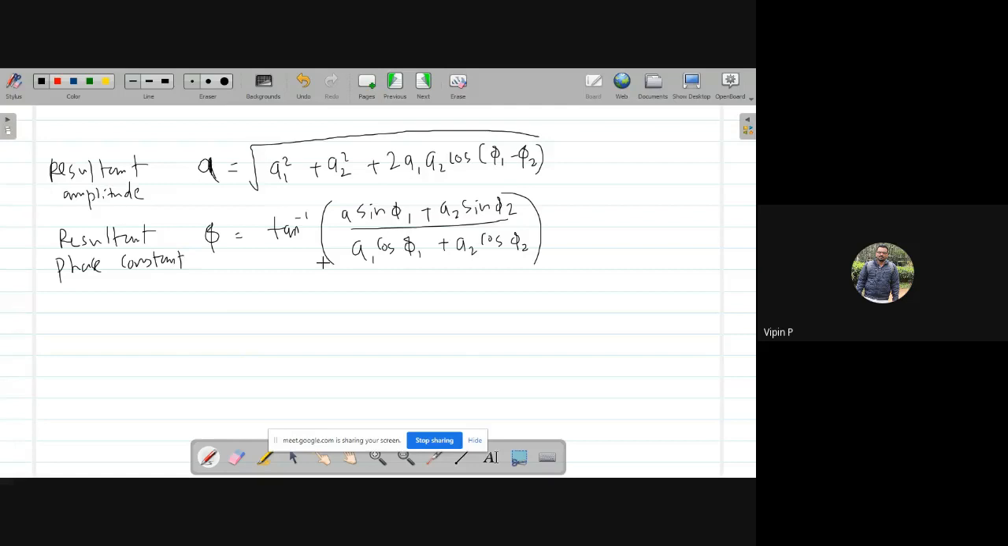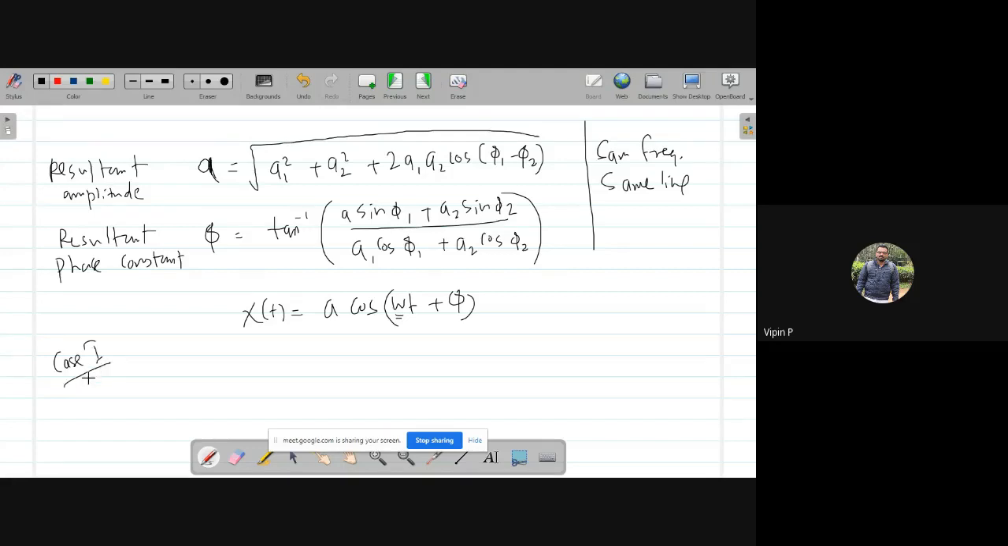This is the resultant amplitude for the same frequency along the same line, and the resultant oscillation is given by A cos(omega t plus phi). The resultant oscillation will happen with the same frequency as the original frequency, but we will have a modified phase and a modified amplitude, both of which are given by these two expressions.